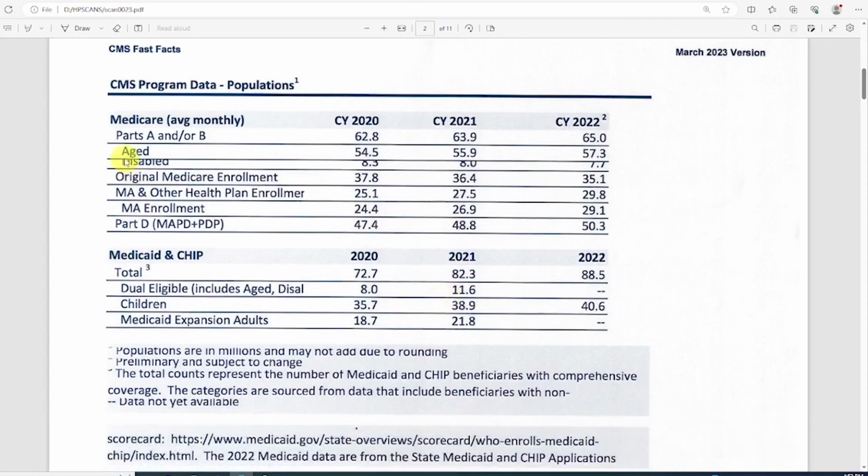Let's take a look at, now this was for Medicare, average monthly. This is Medicaid. Medicaid serves a total of about 82 million of the population. So altogether, as you can see, between Medicare and Medicaid, half of the population is being served by the government. Patients with dual eligibility, 11.6, 38, and 21 of adults. So children and adults, these are patients that are eligible for dual eligibility, meaning Medicare and Medicaid together.